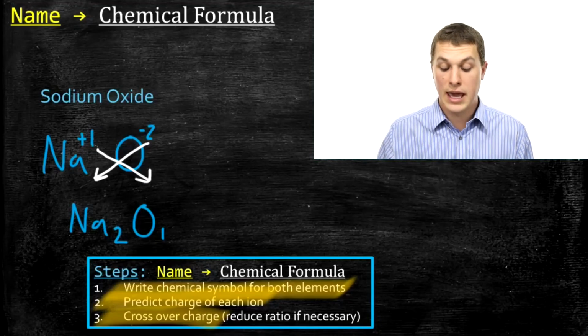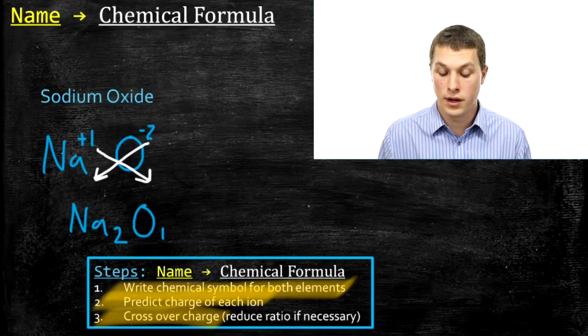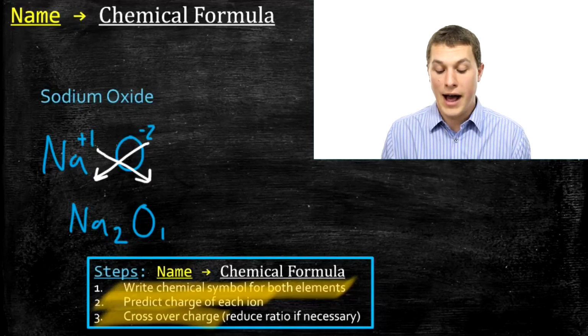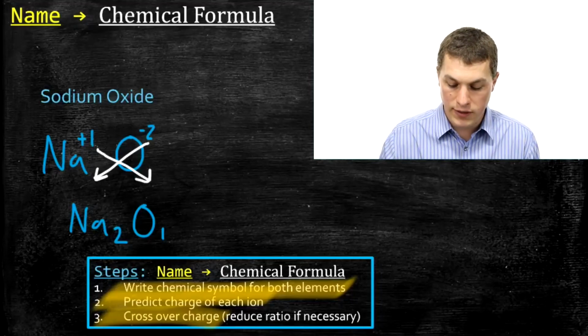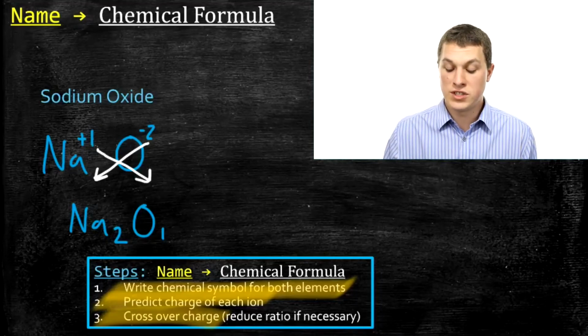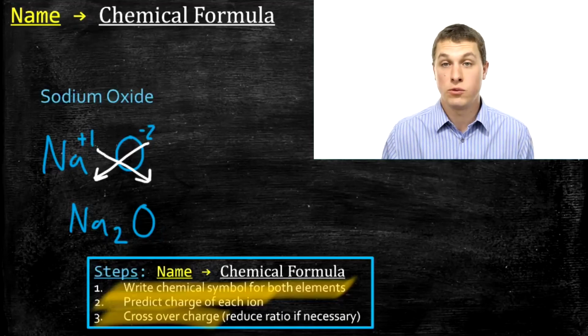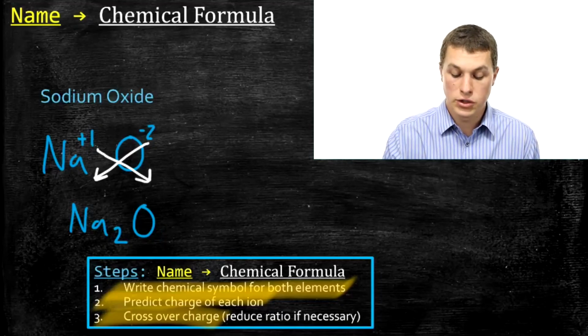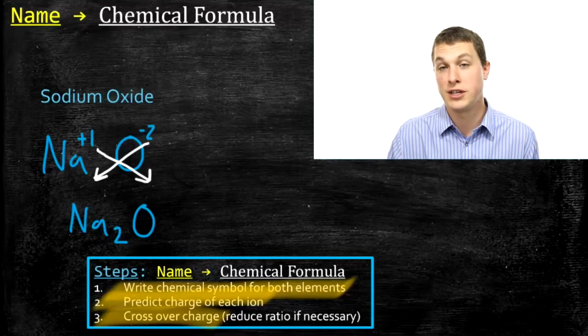So that 2 came from the fact that there was a negative 2 on oxygen. And that 1 came from the fact that there was a positive 1 on sodium. So sodium oxide turns out to be Na2O. And now I wrote down the 1 there to be clear, but usually we just leave off the 1. It's understood that if I write down the element O, there's at least one of them. So the 1's just sort of assumed to be there. So Na2O is our final answer. Now you notice in step 3 I say reduce the ratio if necessary.